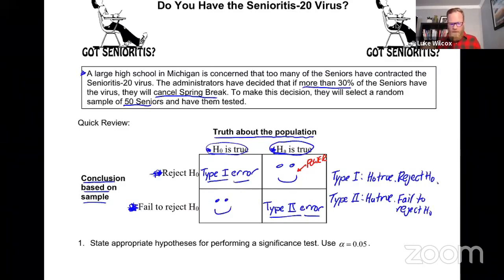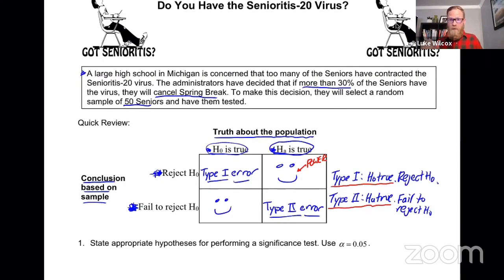Now, how do you remember this? The way that I remember the short definitions is really all you have to know is that a type 1 error means the null is true, and a type 2 error means that the alternative is true. And that's in the same order that we typically write our hypotheses, right? Null hypothesis first, alternative true.